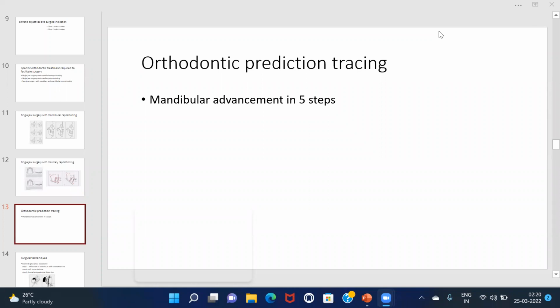Now, orthodontic prediction tracing here, a mandibular advancement plan in 5 steps. In step 1, create the original tracing by tracing the hard and soft tissue without analysis lines on a separate sheet of acetate. In this case, the facial depth angle and the facial contour angle are used as an indicator of the ideal hard and soft tissue position, respectively.